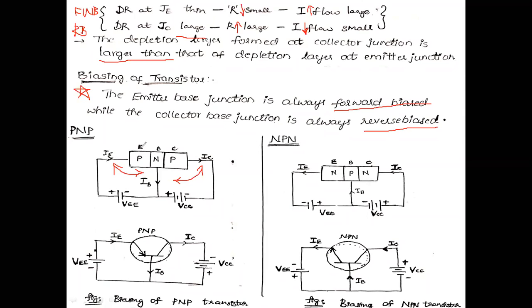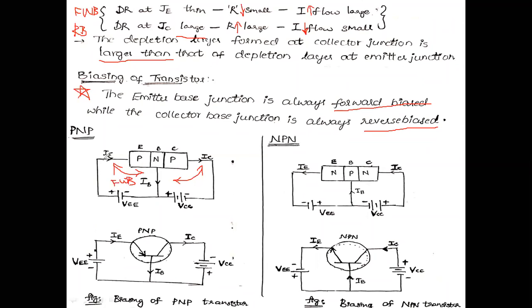Here, this emitter terminal is P type semiconductor material. This is very important, so concentrate once. This emitter terminal is the P-type semiconductor material. P-type semiconductor material is connected to positive and N-type semiconductor material is connected to negative. Then I can represent this biasing condition as forward bias condition of this input side.